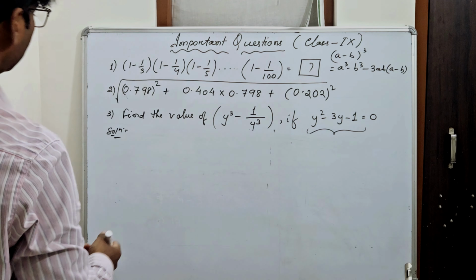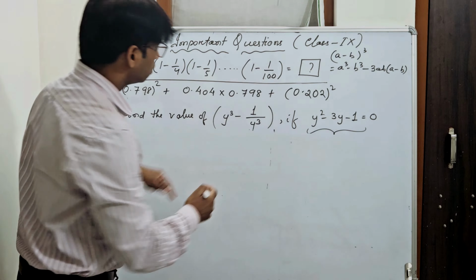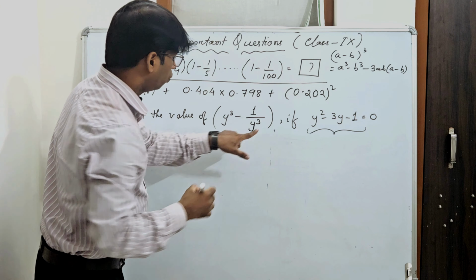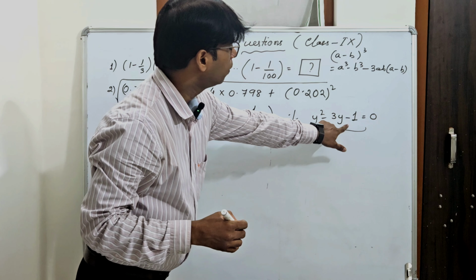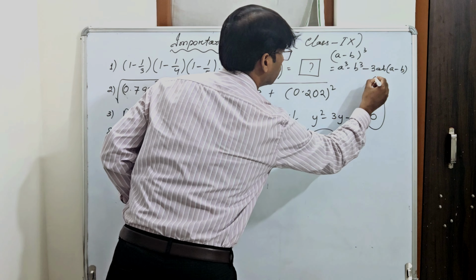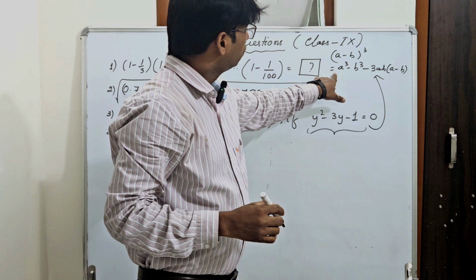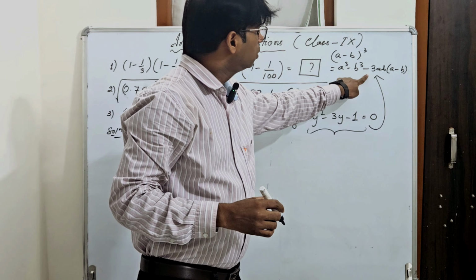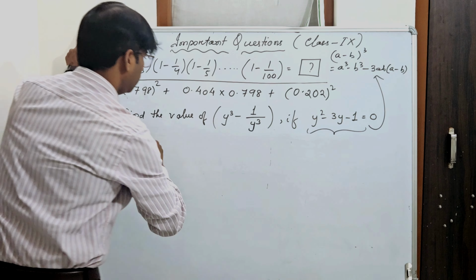So now let us go for the third question, that is, find the value of y³ − 1/y³ if y² − 3y − 1 = 0. So here one special identity will be used, this one: (a − b)³ = a³ − b³ − 3ab(a − b). So let us solve that.